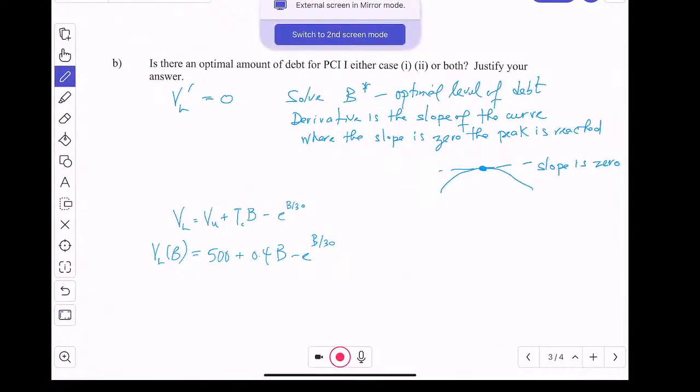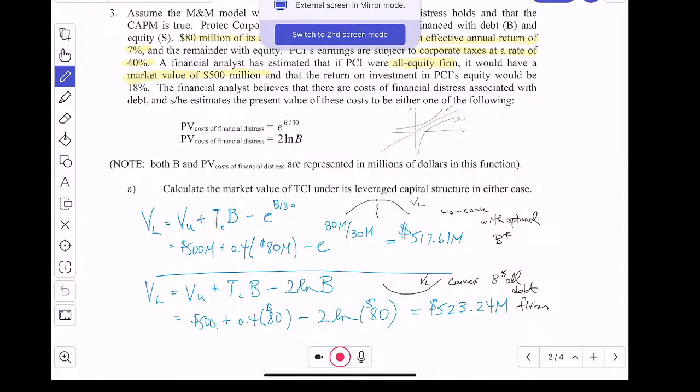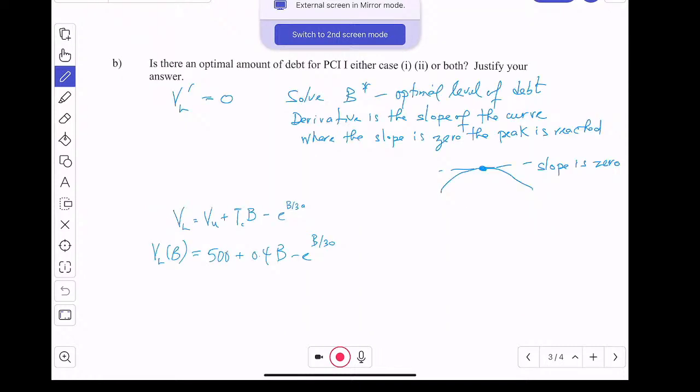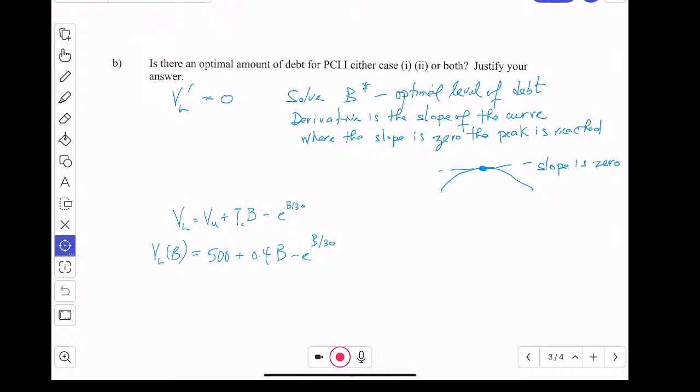Okay, I'm connected again. So all I did was prepare my stuff. Okay, so this is the value of the firm that's levered. And this is with the information I have. I know the unlevered firm, I know the tax rate. I'm leaving B as a choice variable, so this is my function. What I have to do is set the first derivative to 0 and solve for B star. Remember, the derivative is the slope of the curve, and where the slope is 0, the peak is reached. So that's why I'm doing this.